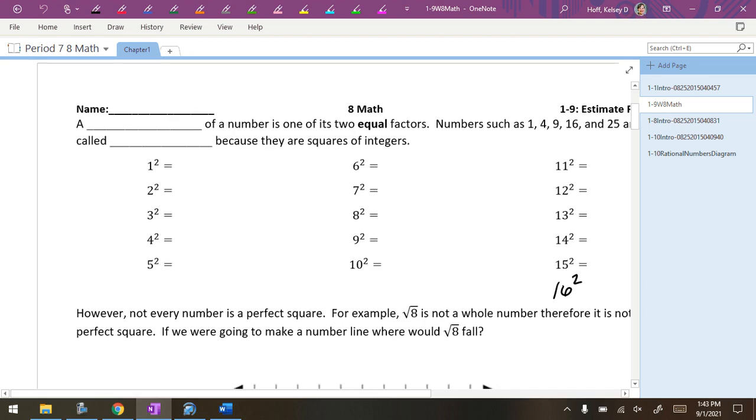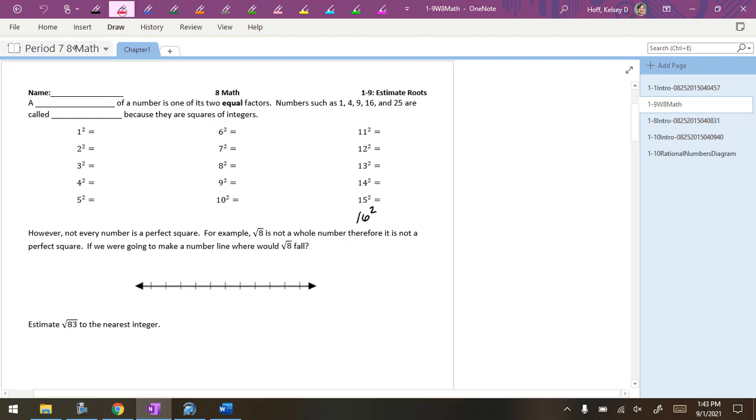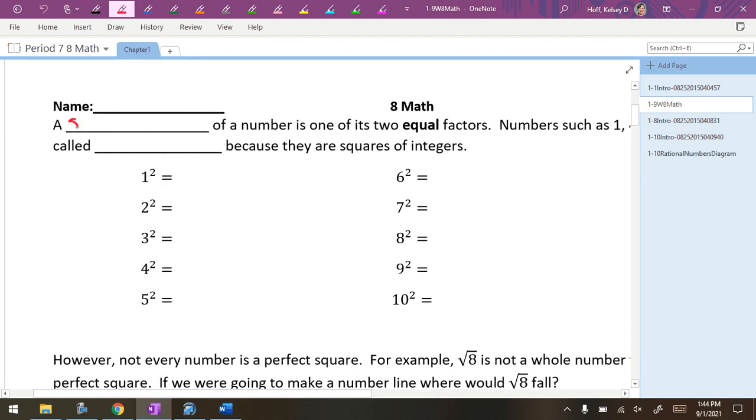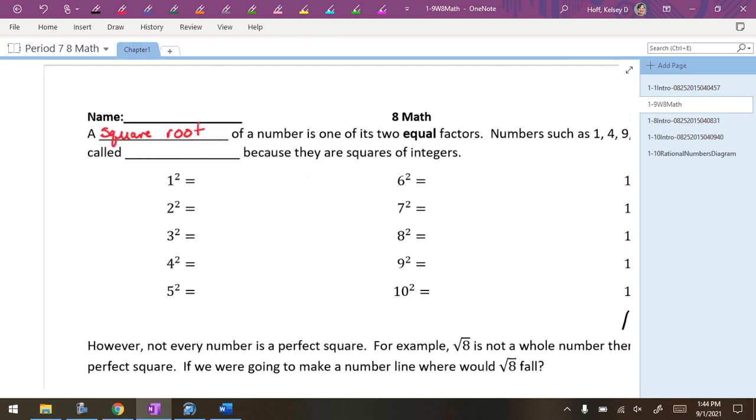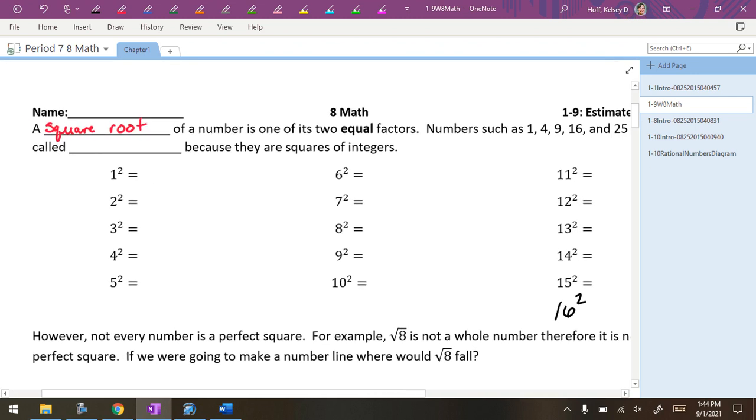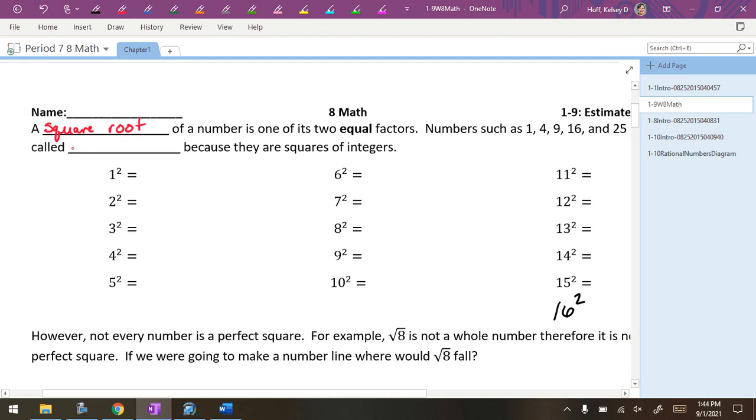All right. A square root. A square root of a number is one of its 2 equal factors. Numbers such as 1, 4, 9, 16, and 25 are called perfect squares because they're squares of integers.